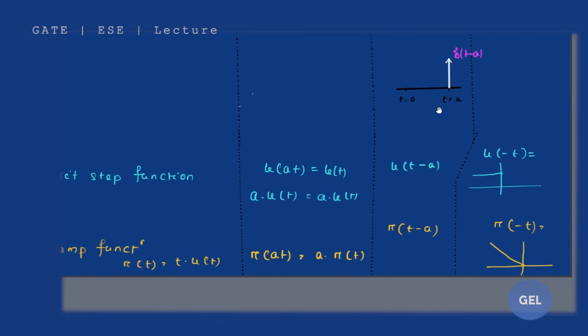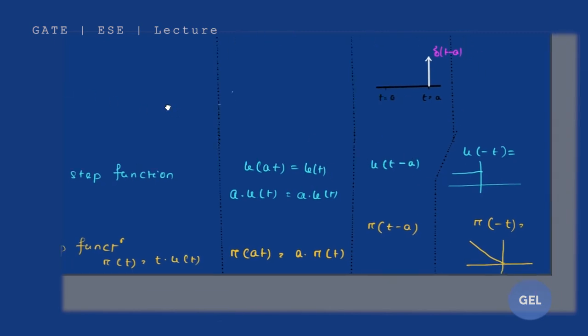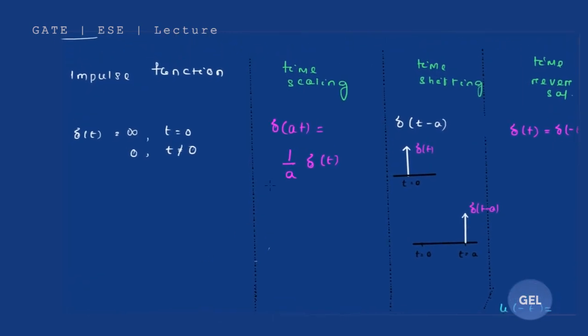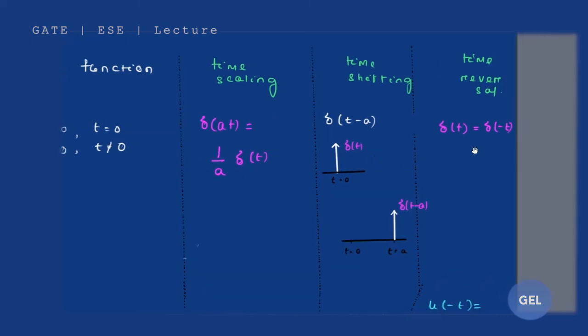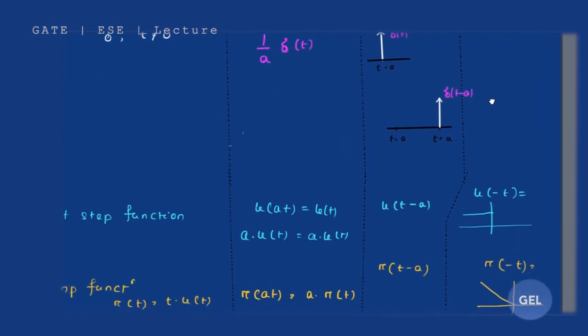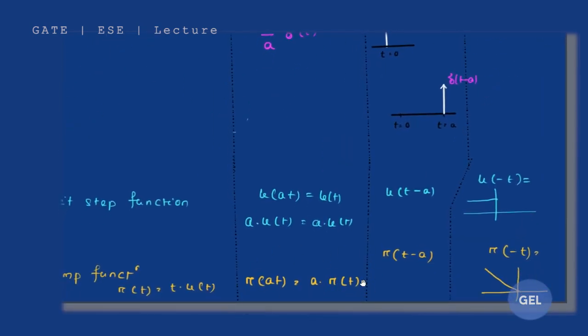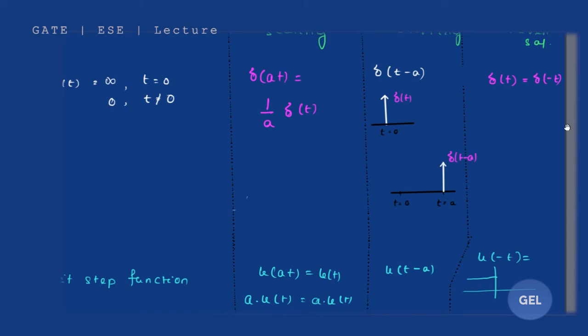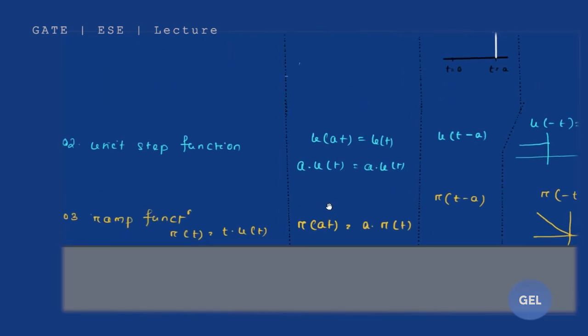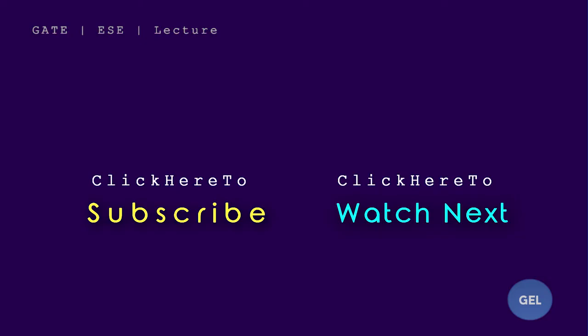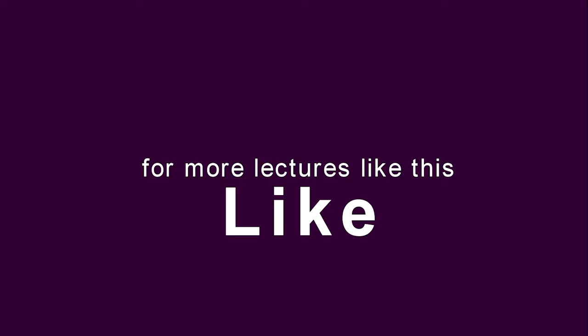So in all this analysis, what is the most important? The most important analysis is this one, this one, and this one. These three things are important. I want you to revise this slide once more once we are done with this lecture.